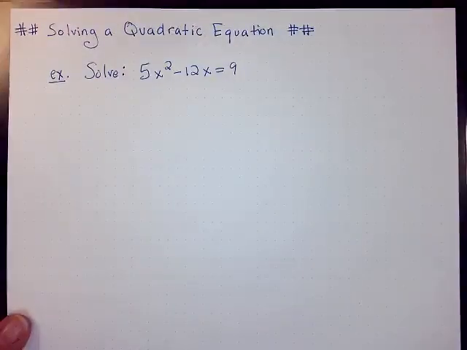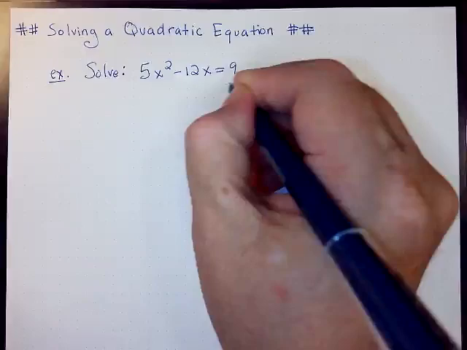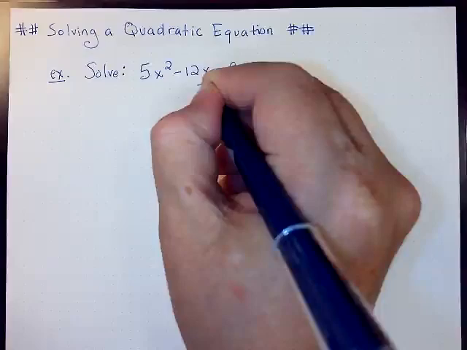Today we're going to be solving a quadratic equation. Our equation today is 5x squared minus 12x equals 9. The first step in solving this equation is to have the equation equal 0. And right now it is equal to 9, so we need to go through the process of making this equation equal 0. To do that, we're going to subtract 9 from both sides of the equation.